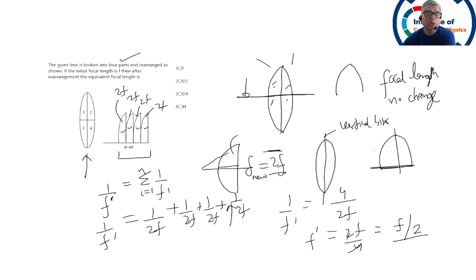Although initially when I looked at the question, the feeling I got was that the converging power of this lens will go tremendously up because it is getting refracted 4 times, right? 1, 2, 3, 4. But in reality, this is the way you need to solve this question. The correct answer to this question is 2.